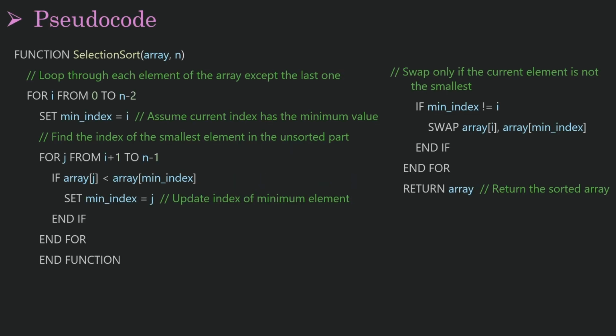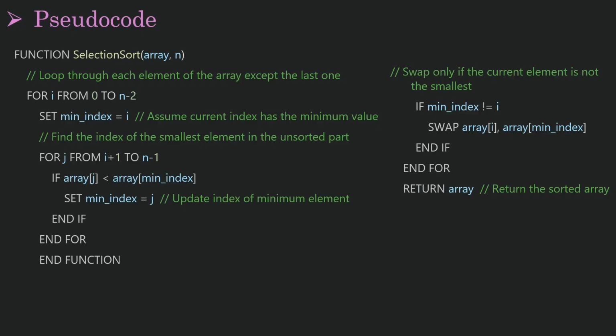What's the pseudocode? Let's see the pseudocode. Here's selection sort pseudocode. Function selection sort, array, n. For i from 0 to n-2, set min_index equals i. For j from i plus 1 to n-1, if array j less than array min_index, set min_index equals j. And if min_index not equal to i, swap array i, array min_index. And for return array. End function. It finds the smallest in the unsorted part and swaps it into place. Simple, right? Yeah, it's straightforward.